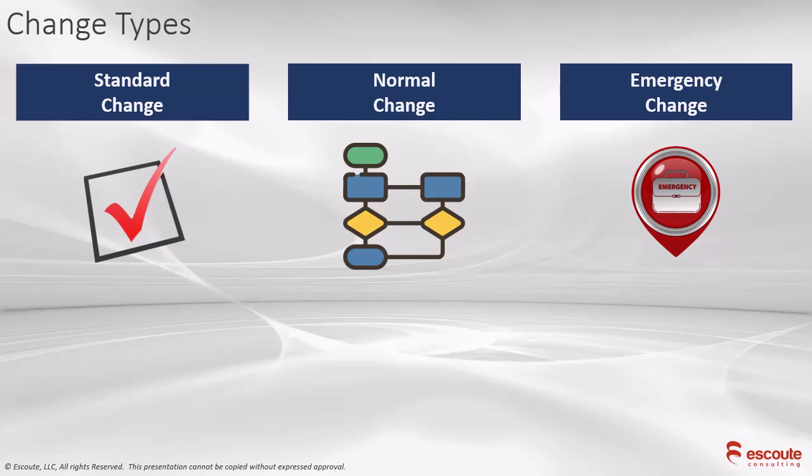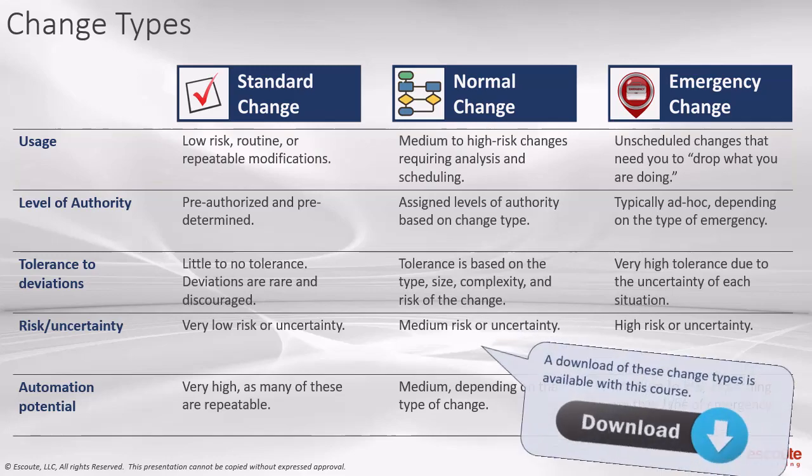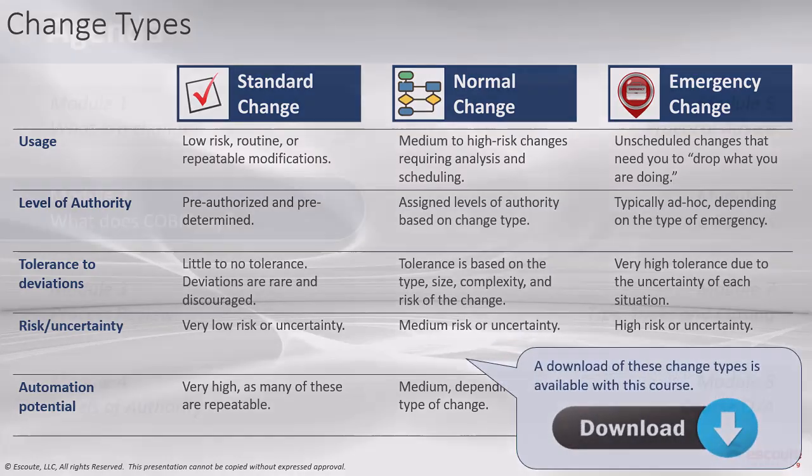So what are the types of changes we might encounter? Well, we may have a standard change, a normal change, and an emergency change. These are pretty typical in our industry. A little deeper into each of these types. So let's start with the usage for these types of changes. Standard change: low risk, routine, repeatable types of modifications. This information right here you see on change types, you will have a download.